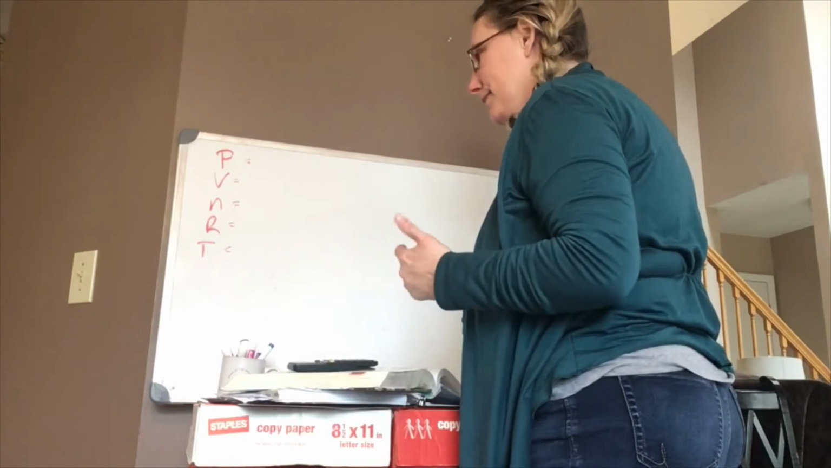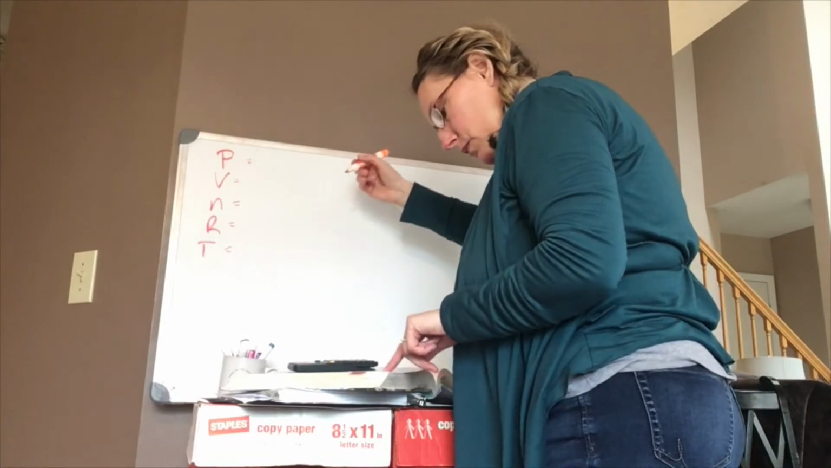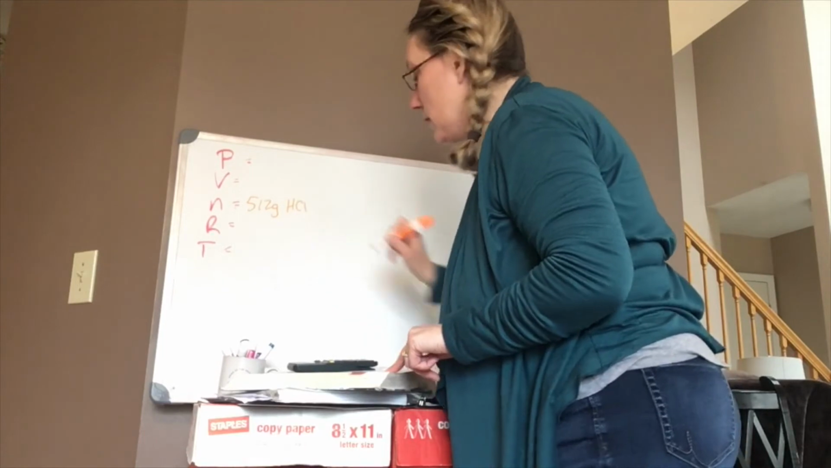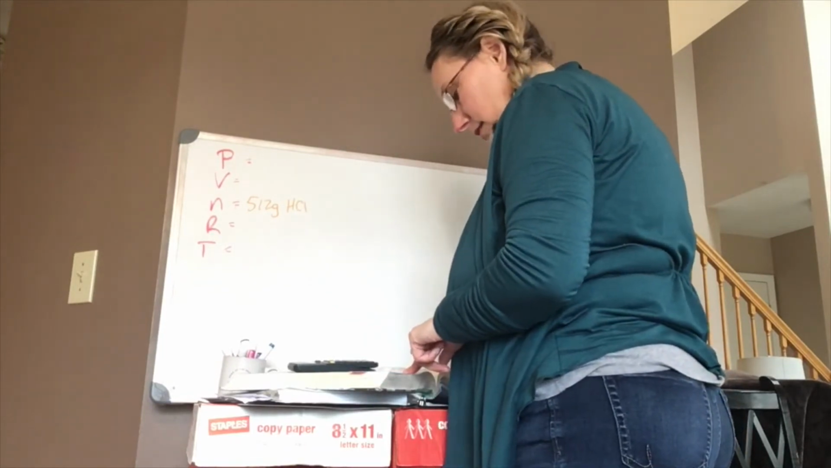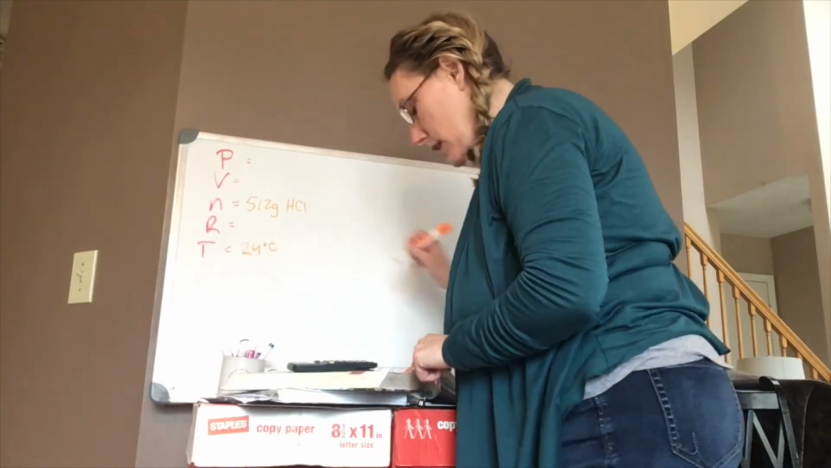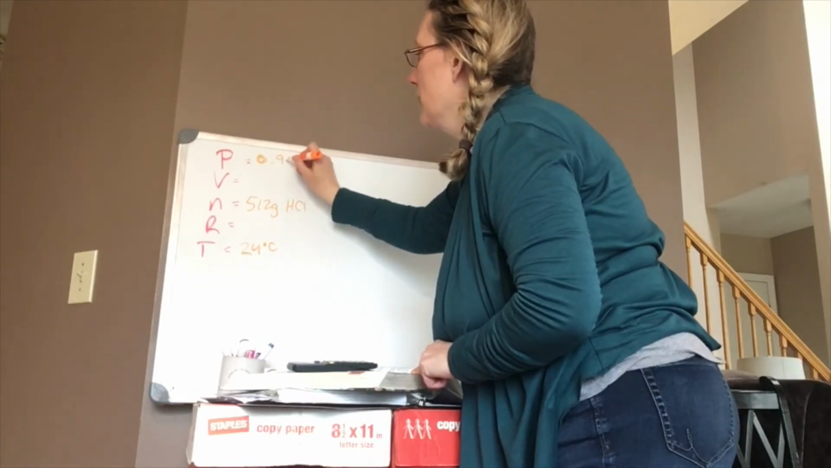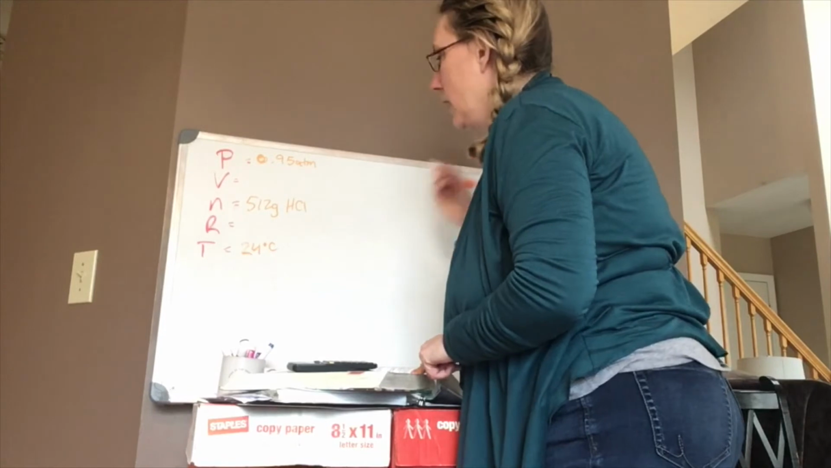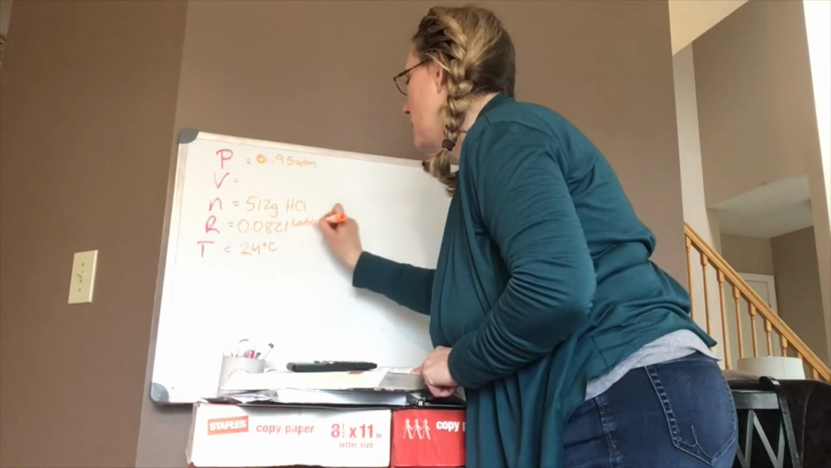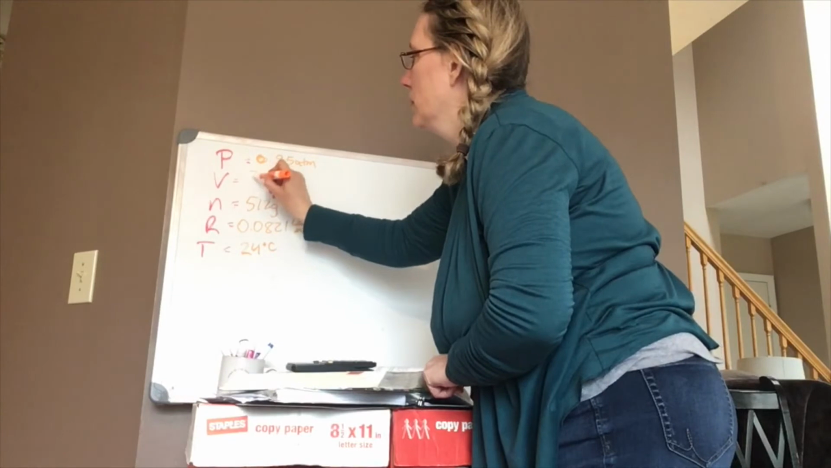Let's go through and see what we know. We have 512 grams of HCl. We have excess zinc, so we don't have to worry about that. We have a temperature of 24 degrees C, and we have a pressure of 0.95 atmosphere. R, we always know, 0.0821 liter atmosphere per mole Kelvin. What volume will be produced?